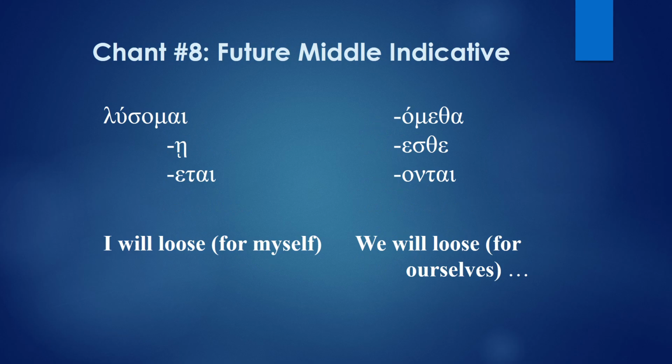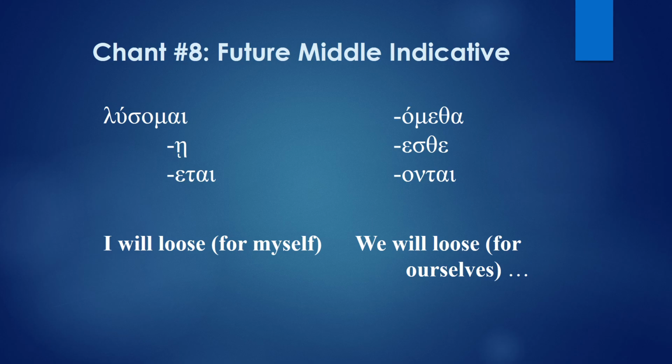Chant number 8, the future middle indicative verb. First person singular and root form, lusomai, I will loose for myself. The ending for the second person singular, ei, you will loose for yourself. Etai is the third person singular ending, meaning he, she, it will loose for herself, himself, or itself.